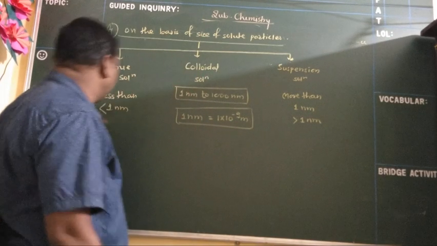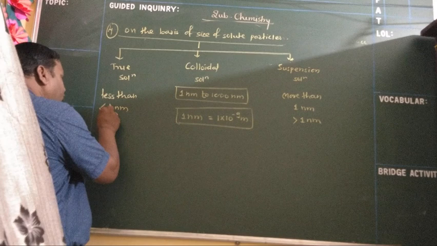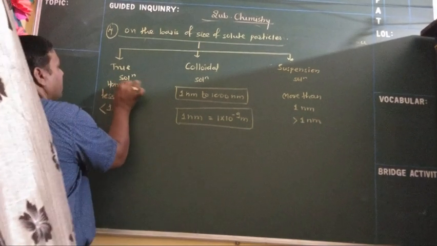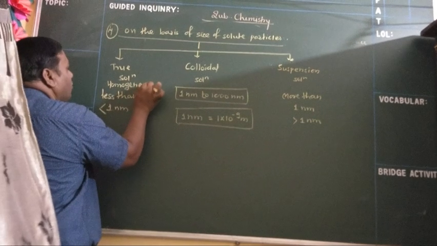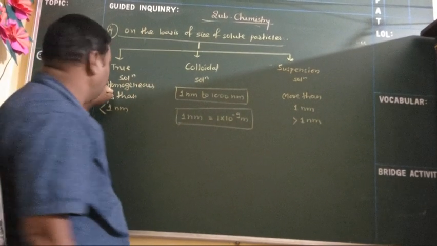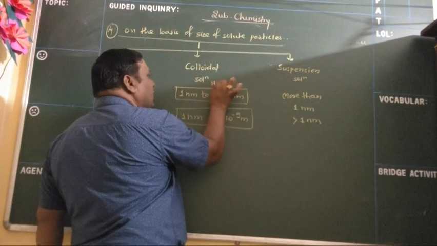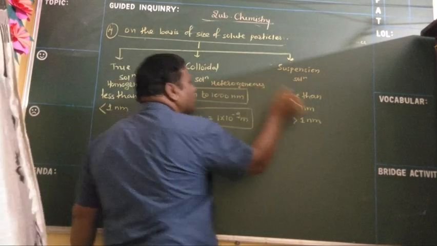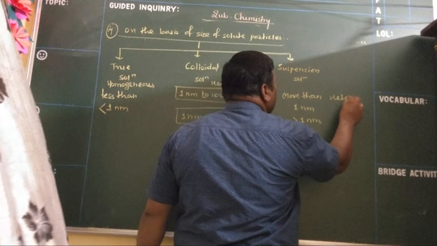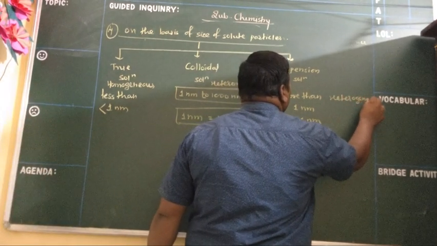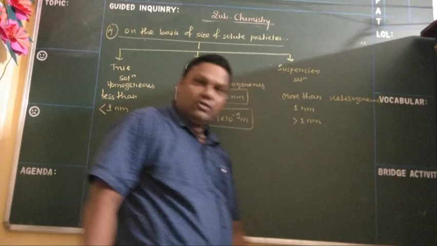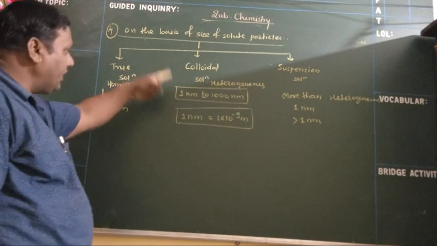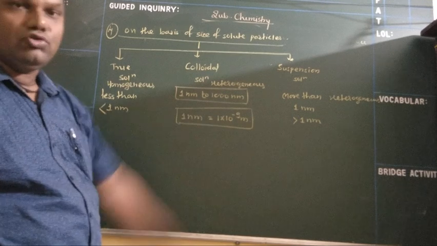So just an example is here. True solution is homogeneous, which you already studied in class 9. And colloidal solution is heterogeneous, and even suspension is also heterogeneous. Will the meaning be clear? Colloidal solution is heterogeneous, and suspension is also heterogeneous, while true solution is homogeneous.